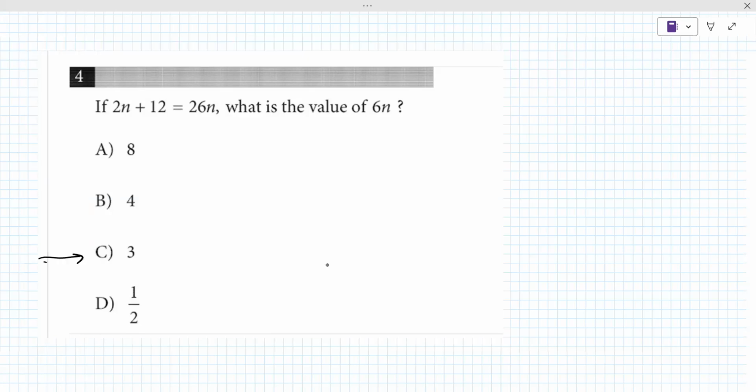All right, so you say C. I'm not sure yet. I know that 12 equals 24n, and the tendency is to divide by 24, but since we want to go to 6n, I'm going to divide by 4 on each side. Boom, you got it. All right.